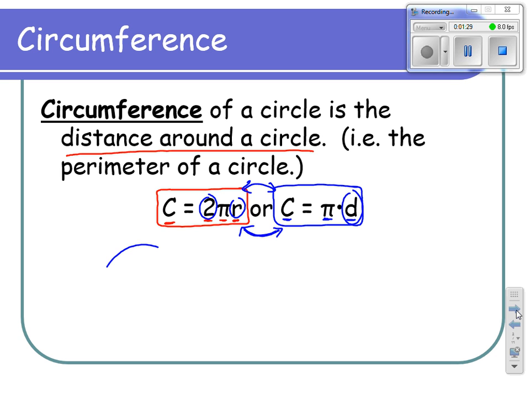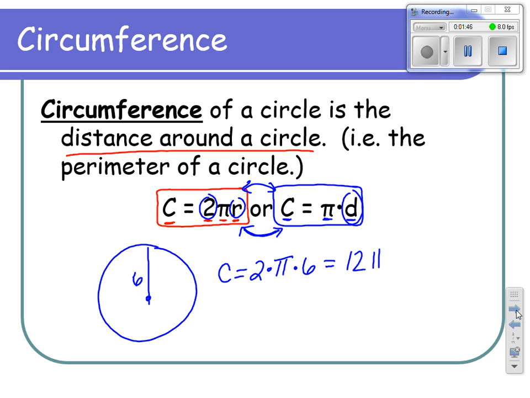So if we just look at a quick example, if I have a circle that has, say, a radius of 6, my circumference would be 2 times pi times 6, which is going to be 12 pi, and I can just leave my answer in terms of pi, and I don't even have to use my calculator and multiply it out. That's it, I'm done. 12 pi is the circumference of my circle. So it's pretty simple.